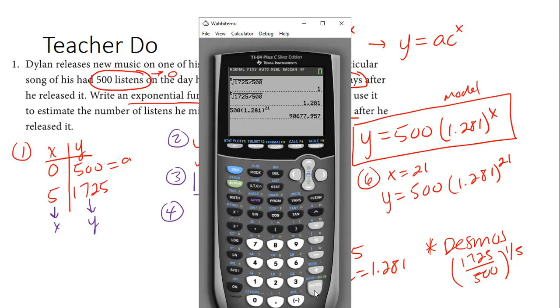And we get 90,677. You wouldn't round, right? I mean, it would just be like the whole. You could round up. Yeah. So it'd be 90,678 listens. He's blowing up, y'all.